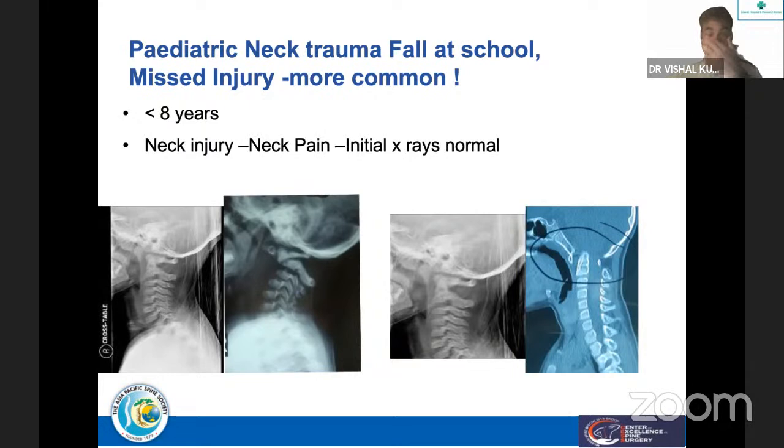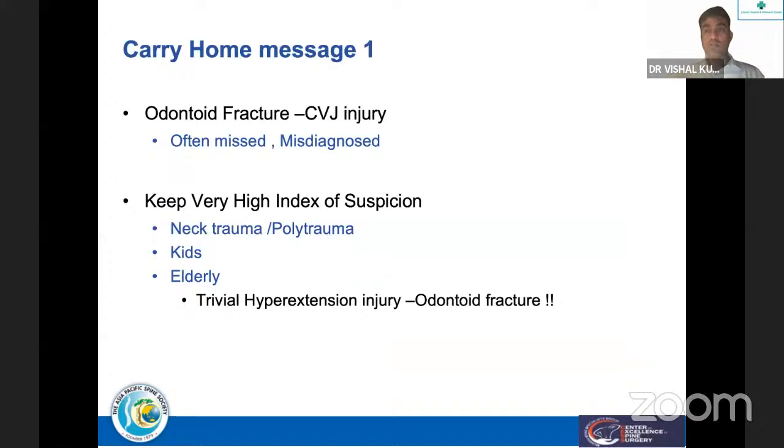And remember, odontoid fractures in kids are far more common than what we think. So the message number one, if you really want to pick them early, have an extremely high index of suspicion. And there is a neck trauma protocol that in every obtunded unconscious patient, always do cervical spine screening x-rays for trauma fractures in the craniovertebral junction. And even in conscious patients, if there is an injury with symptoms of neck pain, please don't forget to screen them, even if the pain is as mild as a mild neck pain.